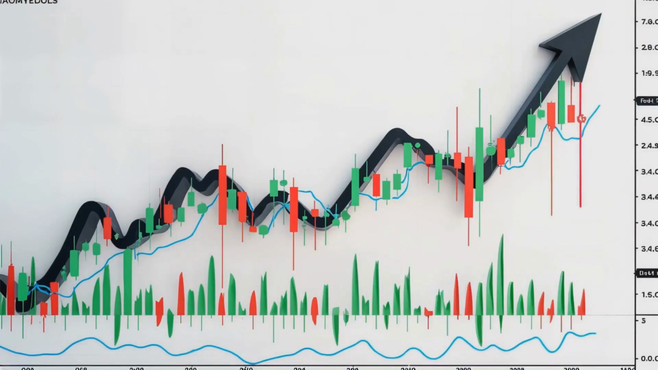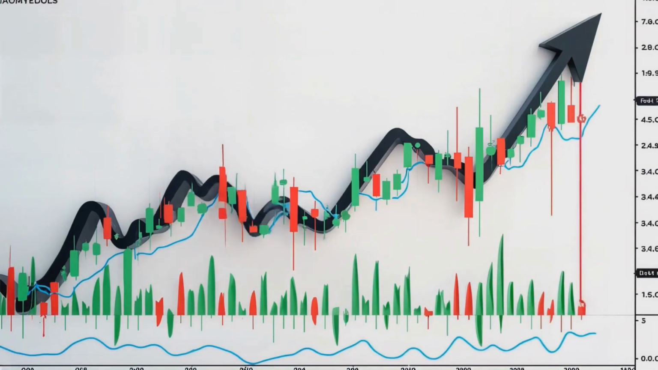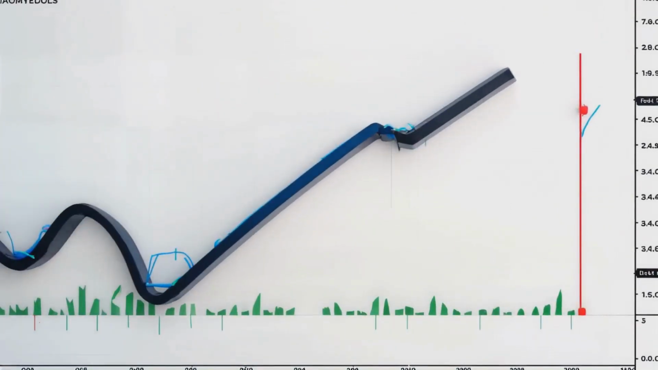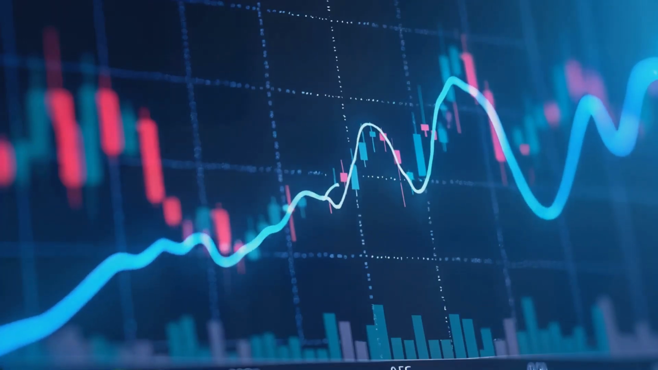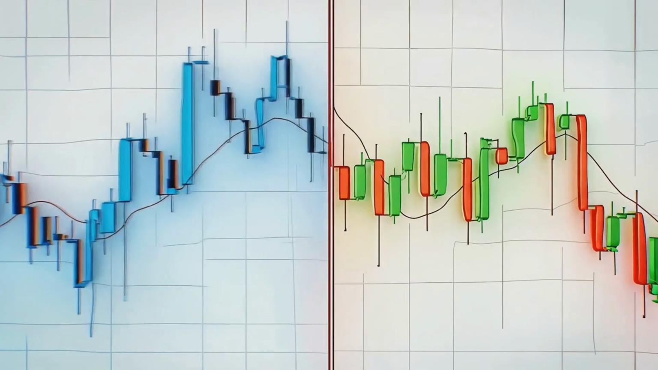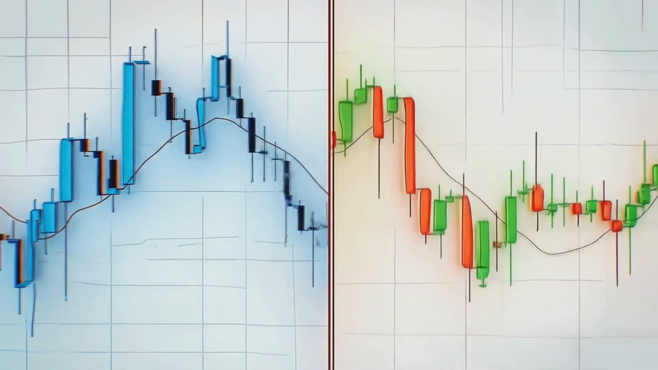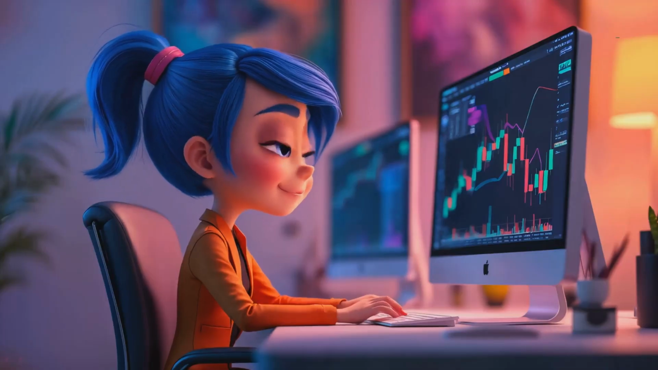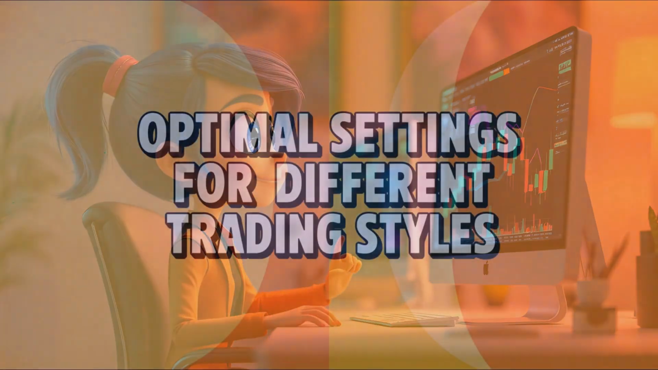2. Exponential moving average, EMA. The exponential moving average assigns greater weight to more recent price data, making it more responsive to recent price movements compared to the SMA. This responsiveness allows the EMA to identify potential changes in trend direction more quickly, making it especially useful for short-term trading strategies.